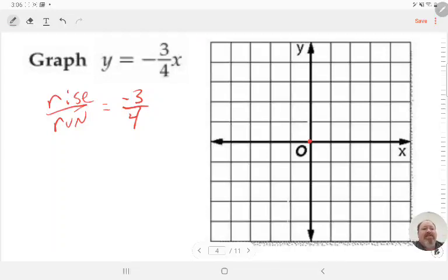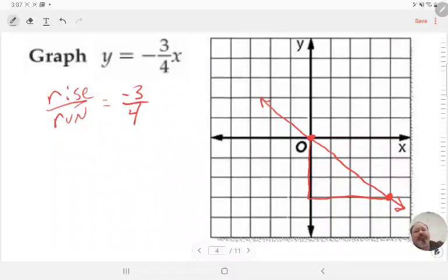I start at 0, 0 on this type of equation. I can go down 3, 1, 2, 3, and then I can go to the right 4. 1, 2, 3, 4, and I put my dot right there. Now I just simply have to draw my line as straight as I can through the 2 dots, or the 2 coordinates. And then that is my graph of the line y equals -3/4 x.